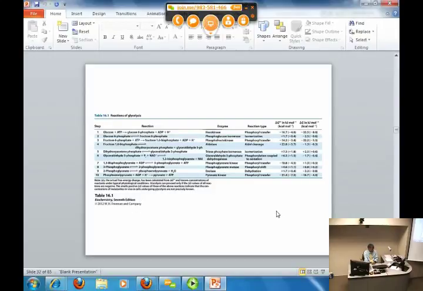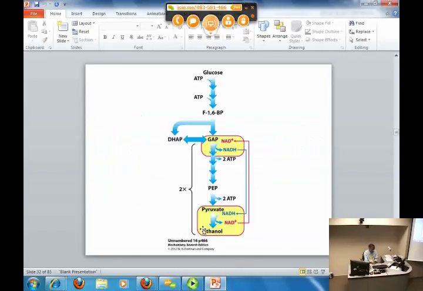These are the entire reactions in your textbook, table 6.1. Please remember this, and this shows the energy level, how much energy is being released. You may have some questions in your exam from this table as well. What type of enzyme and which reactions, you should remember that. Also remember the reaction types: isomerization, phosphoryl transfer, and dehydration. You will have more questions in glycolysis from this table 6.1, so you have to study it.